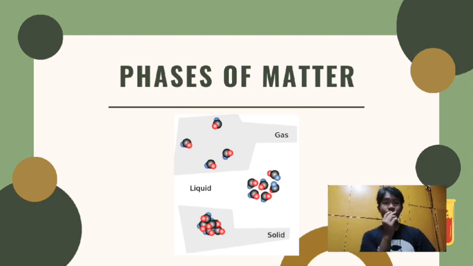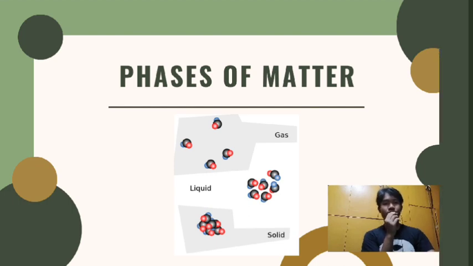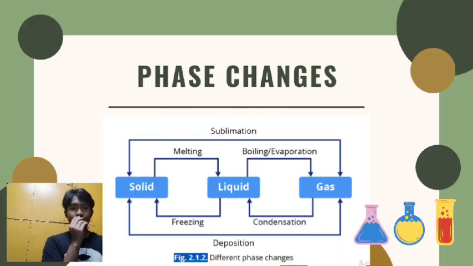So this is the representation of the phases of matter: the solid, liquid, and gas. Now let's proceed with the phase changes. As you can see in the picture, there are the three fundamental phases of matter: the solid, liquid, and gas. Let's begin with the first one, melting. Melting happens when you apply heat to a solid substance and it turns into liquid. For example, ice: when you apply heat to ice, it will turn into water.